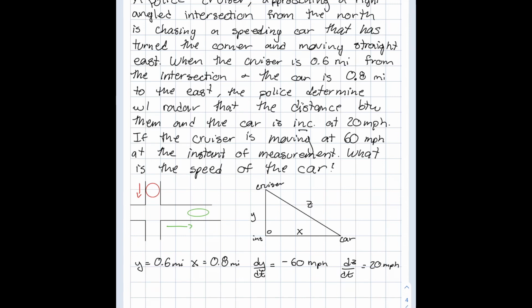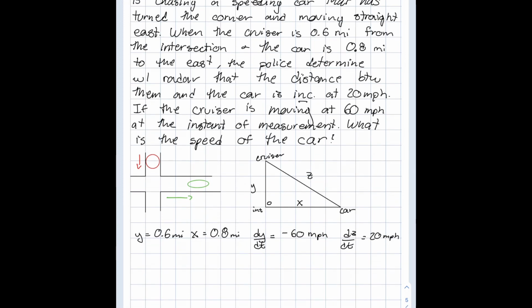Ready? So we don't have any angles here, so we're not going to use any trig functions. We are going to use the Pythagorean theorem. That says that x squared plus y squared equals z squared. You guys have also seen this as a squared plus b squared equals c squared. Same thing. That is our related equation that we're going to use.